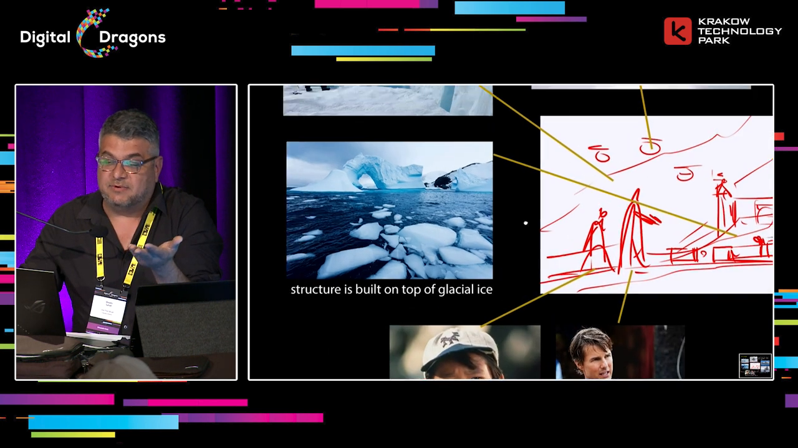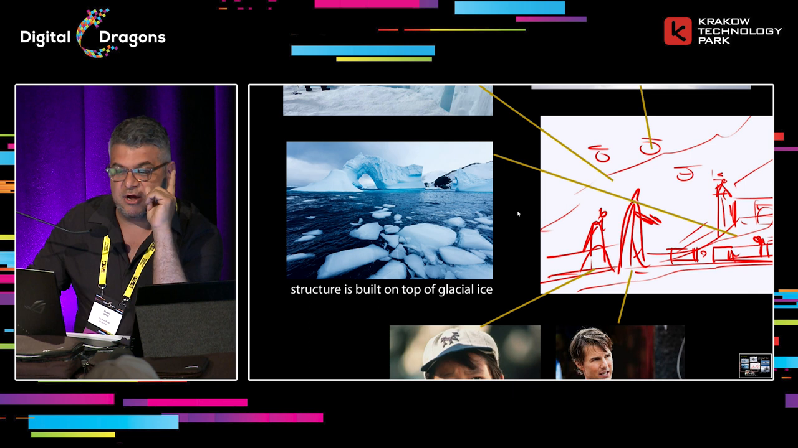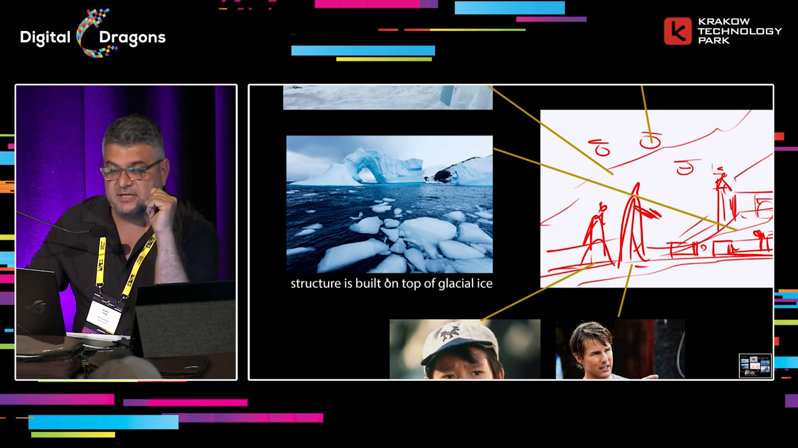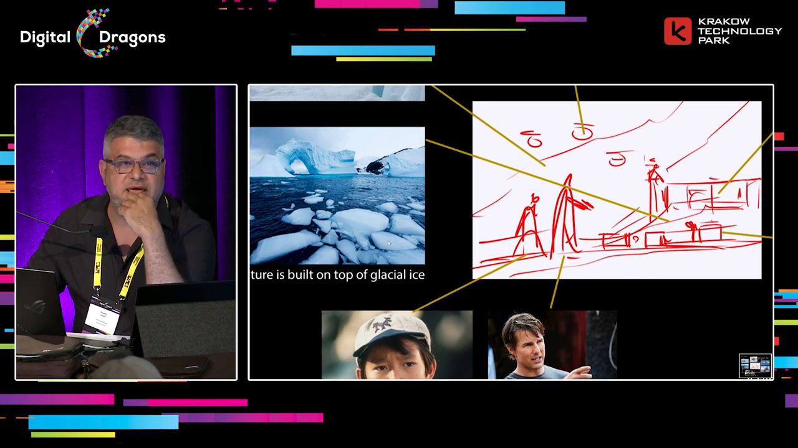The only thing that I would do as an art director is I always have my own little things that I want. And they're not necessarily what the client wants. They're in addition to what they want. But for example, the structure is built on top of glacial ice. Well, if this is a grounded game, you can't build things on ice, especially glacial ice, right?